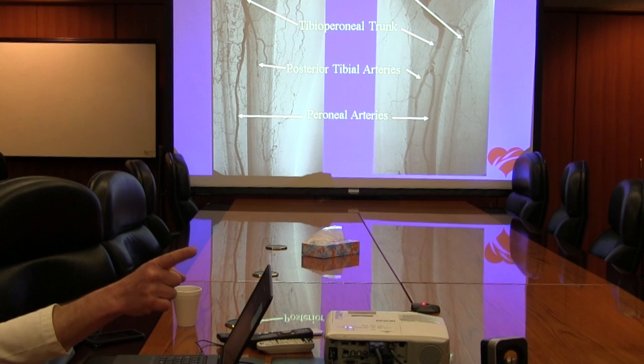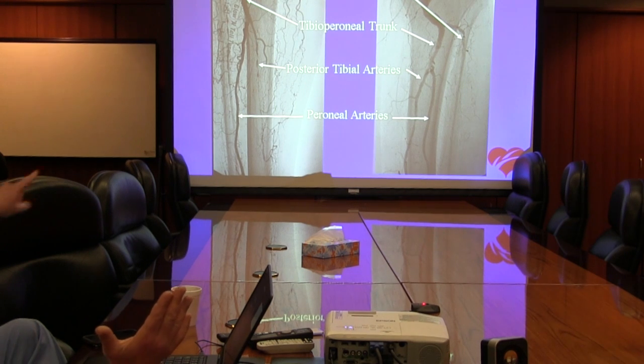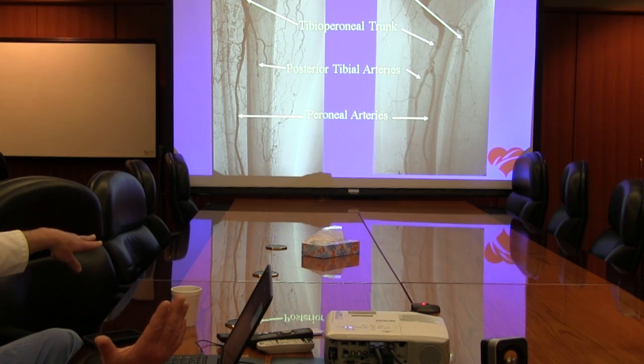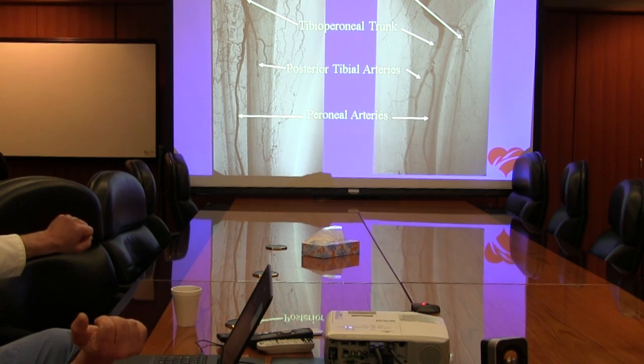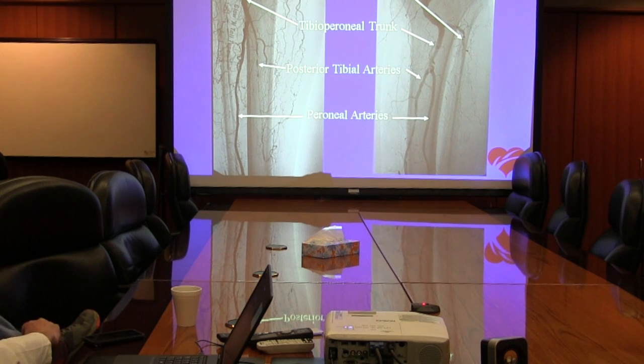If we focus on the right side of the screen, the popliteal artery comes down below the knee, and then these are the tibial arteries. The popliteal artery splits, and you have an anterior tibial artery going out lateral, so far right there. Then the tibial peroneal trunk comes down and bifurcates into a posterior tibial artery and a peroneal artery. Okay?